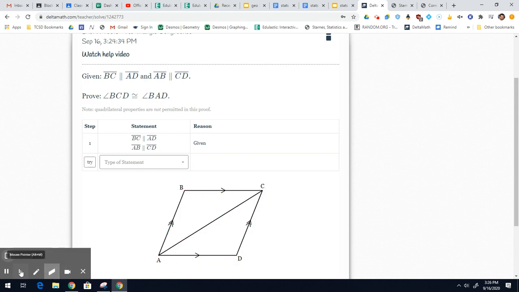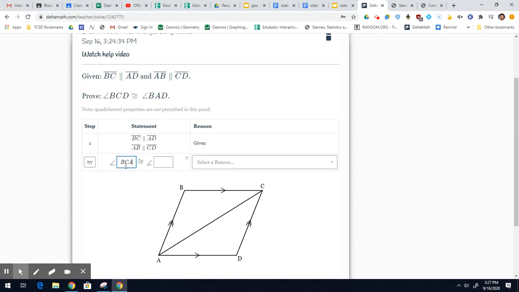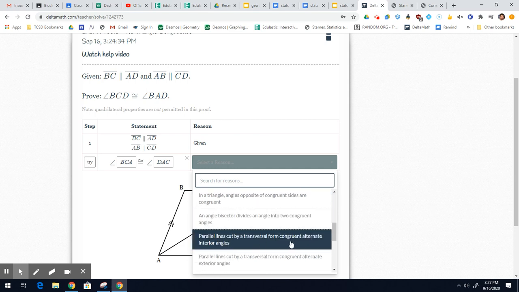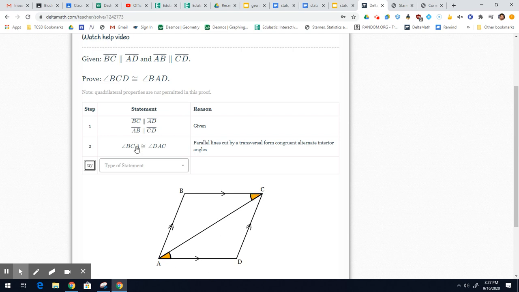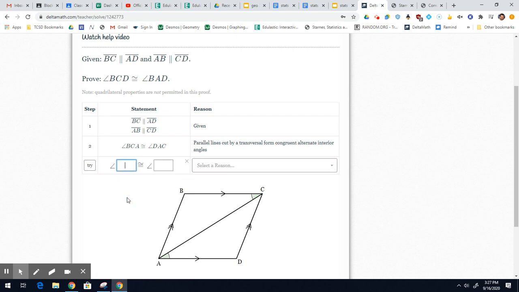Okay. All right. So again, let's use BC. So that means that angle BCA. And let's use side AD. And that means angle DAC. So these two alternate interior angles are going to be congruent because if your lines are parallel, you have congruent alternate interior angles. Okay, and they're marked, right? Look. Okay, let's do the same thing with the other pair of angles based off the other parallel lines.